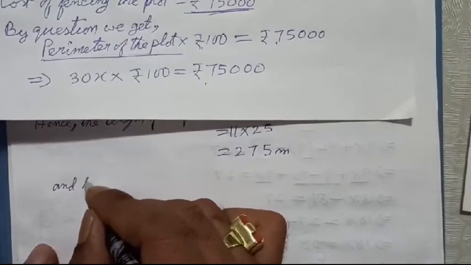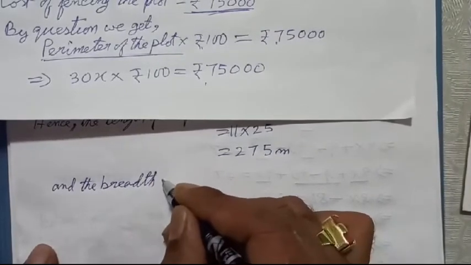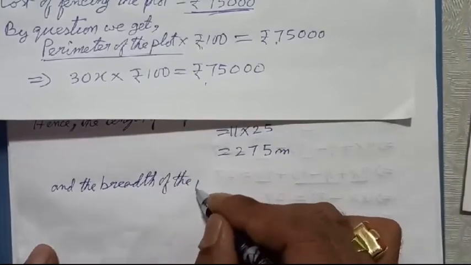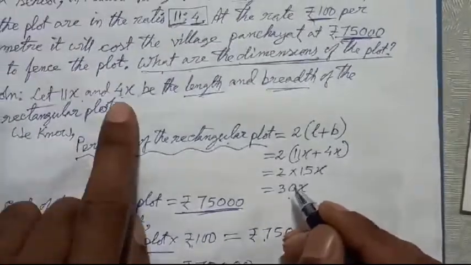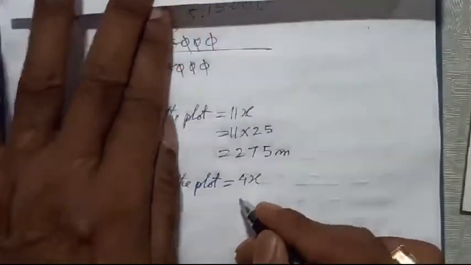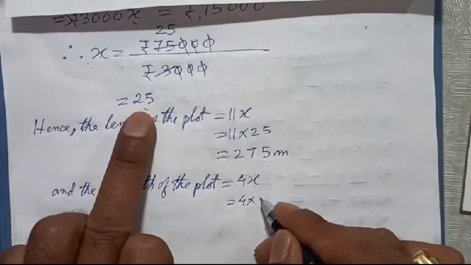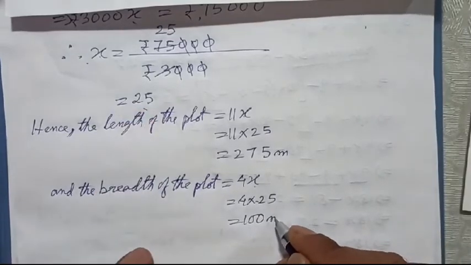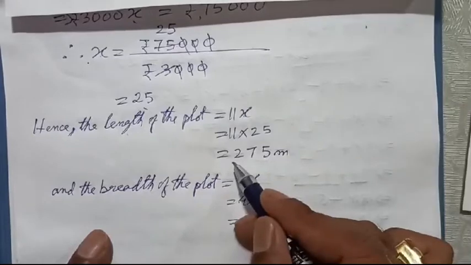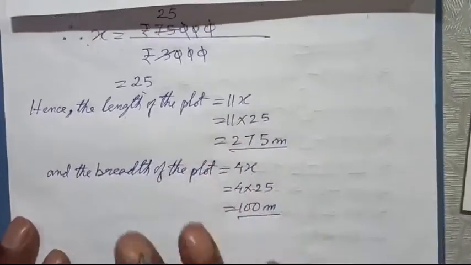And the breadth of the plot is 4x. 4 into x is 4 into 25, which is 100 meters. Length 275 meters, breadth 100 meters.